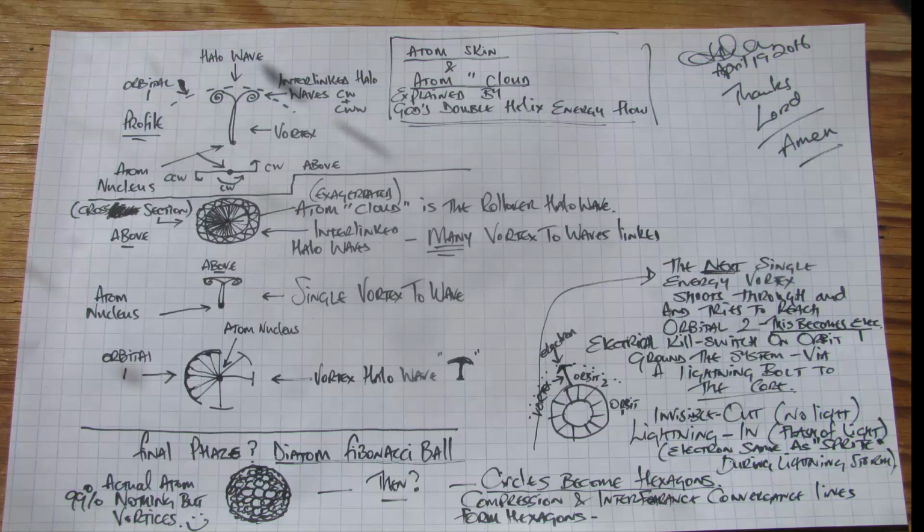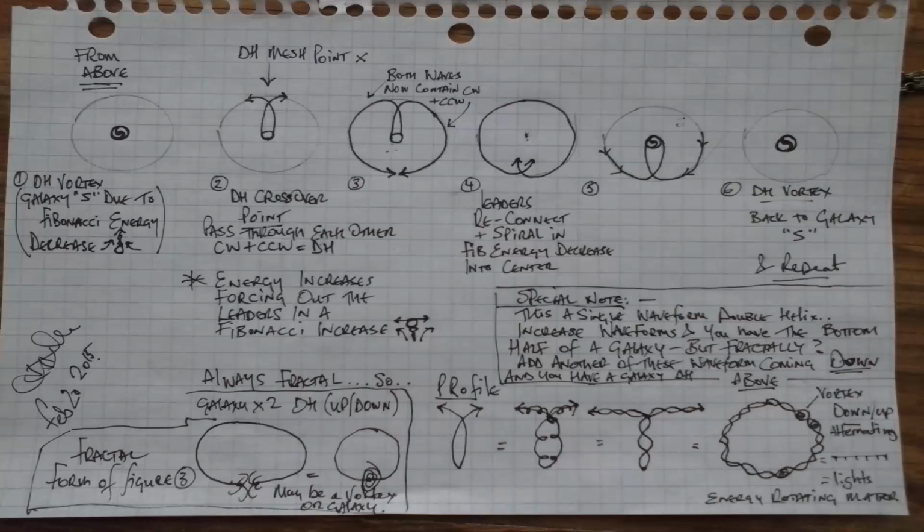Okay, today I'm going to show how an atom skin is formed and what the atom cloud is, and basically what, why and how an atom skin is created, an atom orbital, like orbital 1, orbital 2 for your electrons. I'm going to show how orbital 1 is achieved.